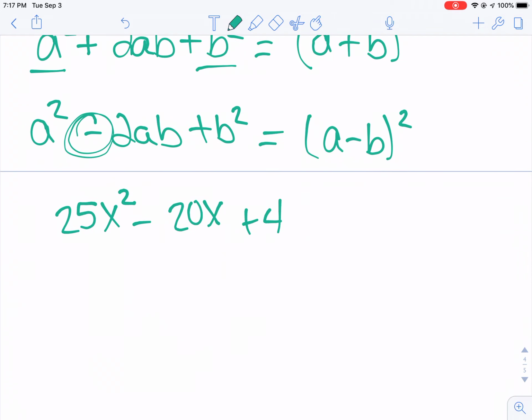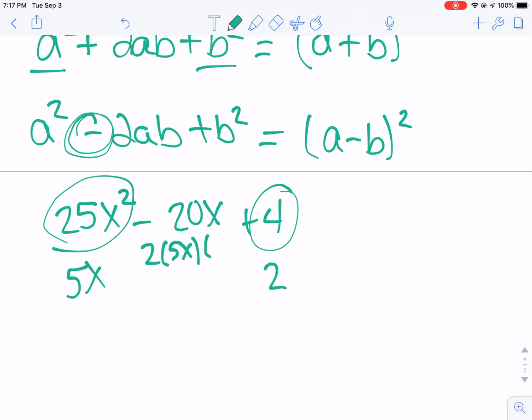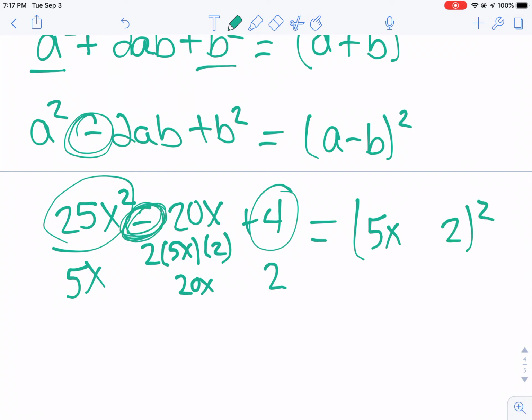I know that the square root of 25x squared is 5x. I know that the square root of 4 is 2. And my middle term should end up being 2 times the first term times the last term, which ends up being 20x. So that works out. So then we said this factors into 5x, 2, and then I'm going to square it. But since this is a negative here, this is 5x minus 2 squared.